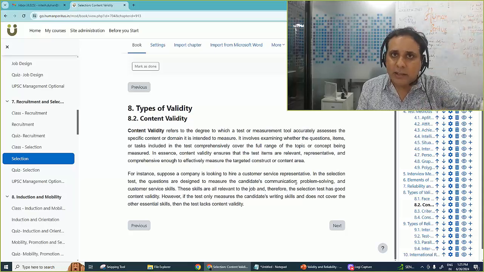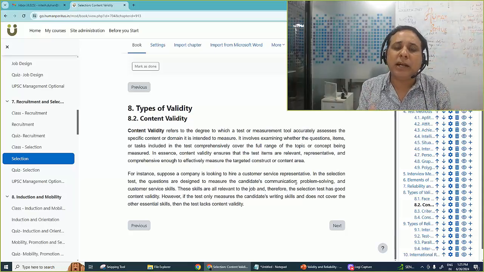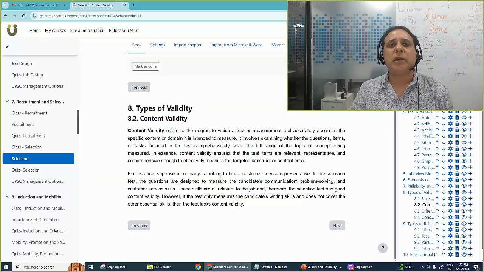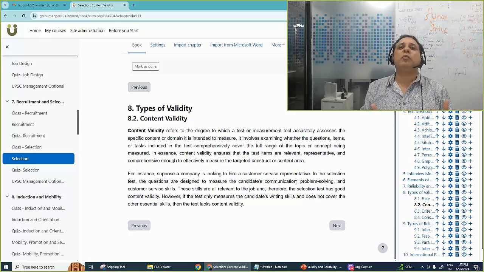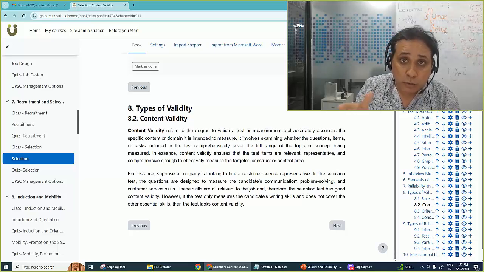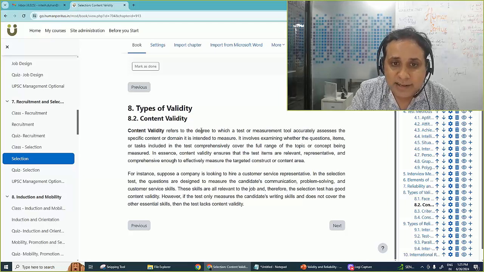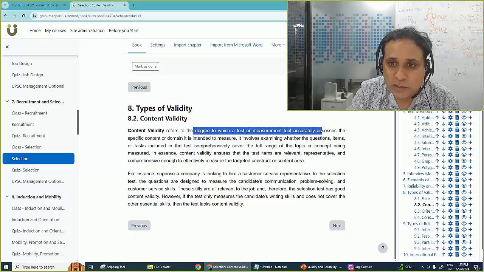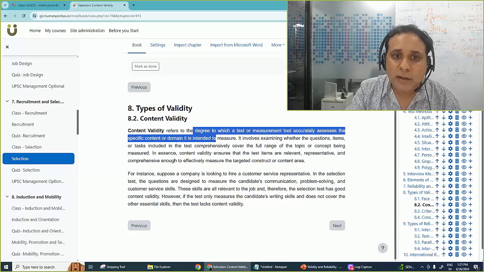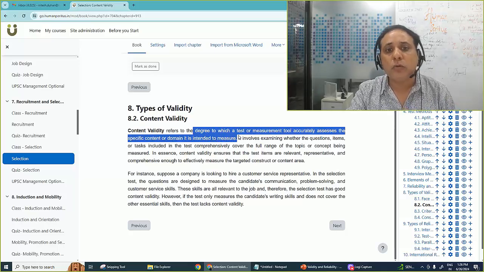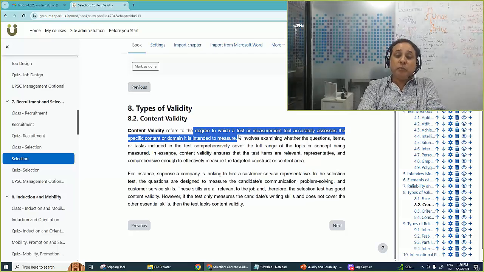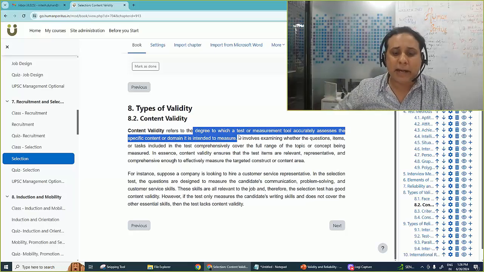In case of content validity, we also assess the degree to which it is capturing. Okay, I understand that it's capturing physics questions, but is it covering all concepts of physics or are some concepts missing from it? If it is capturing all concepts of physics, then it will have content validity. So it's the degree to which a test or measurement actually assesses the specific content it is intended to measure. So guys, here we are looking at whether it is covering everything we are trying to capture.